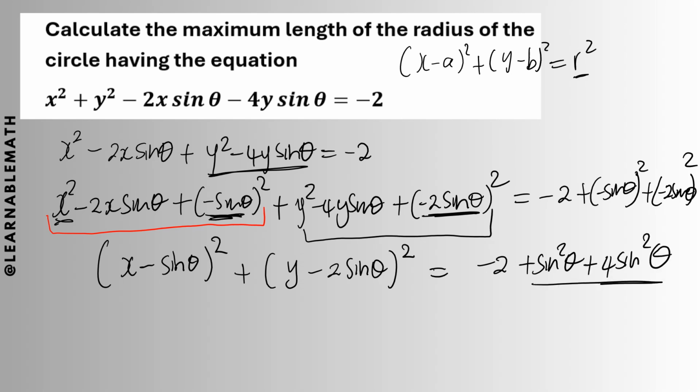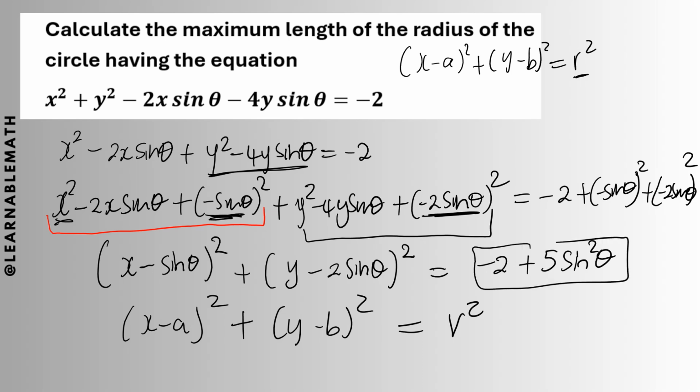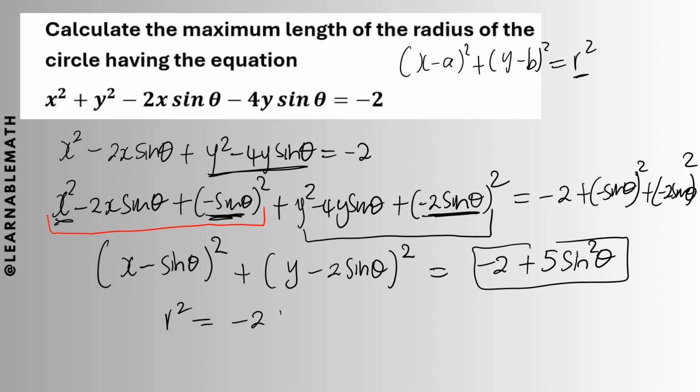You can see here we have like terms, sine squared theta plus 4 sine squared theta. This will be 5 sine squared theta. So when we add the minus 2, it will be minus 2 plus 5 sine squared theta. Now our equation is in the format x minus a squared plus y minus b squared equals r squared. So we know that our r squared is basically minus 2 plus 5 sine squared theta.